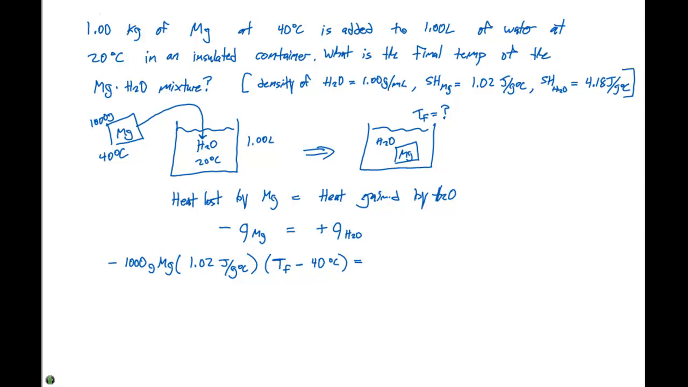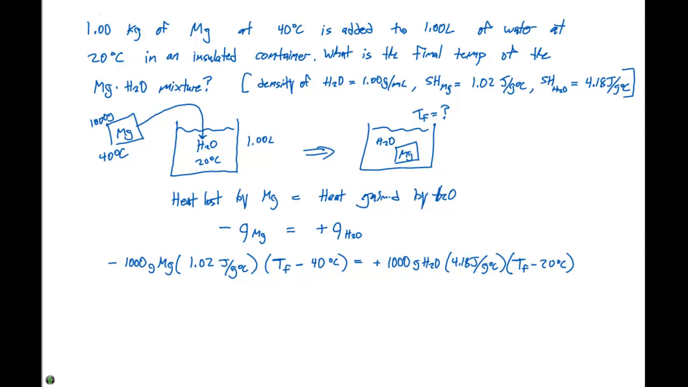This is going to equal the Q of the water, which is the mass of the water, times the specific heat of the water, times the change in temperature. So that's going to be equal to positive 1,000 grams of H2O times the specific heat of water, which is 4.18 joules per gram degree Celsius, times the change in temperature, which will be the TF minus the TI, and our initial temperature of the water is 20 degrees Celsius.